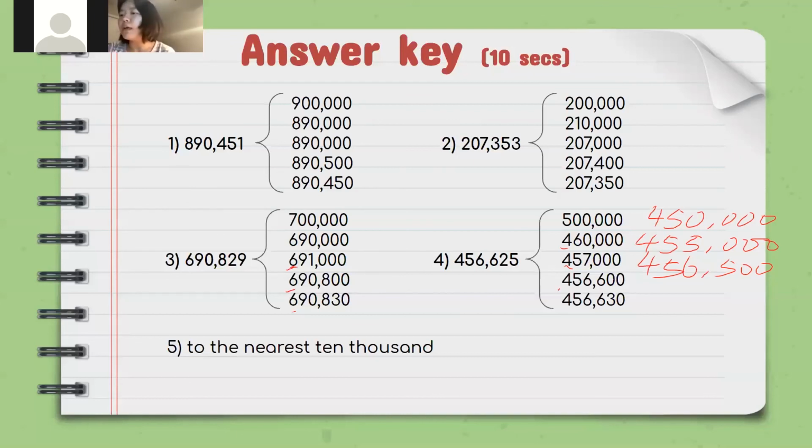And for the 100 place, the midpoint for the 100 place will be 456,650, and this number is less than the midpoint for the 100 place. So we round this number down to 456,600.